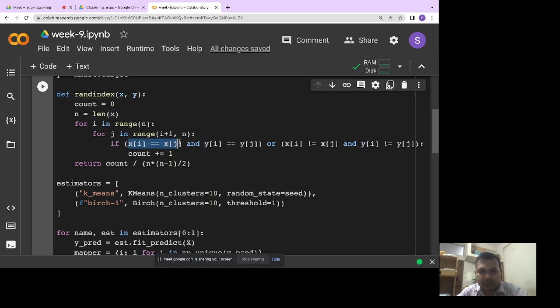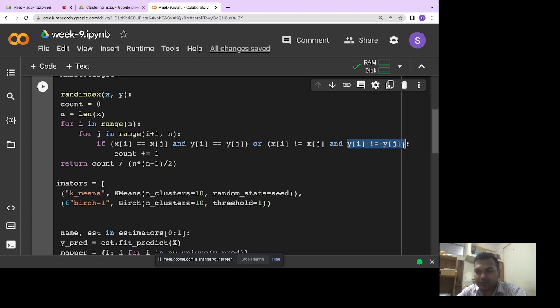If two things belong in the same cluster in the target and also belong in the same cluster after clustering, or two things don't belong in the same cluster in the target and also don't belong in the same cluster after clustering, then you increment count by 1. You do this for all pairs of points, and since NC2 is n into n minus 1 by 2, you return the count divided by n into n minus 1 by 2.